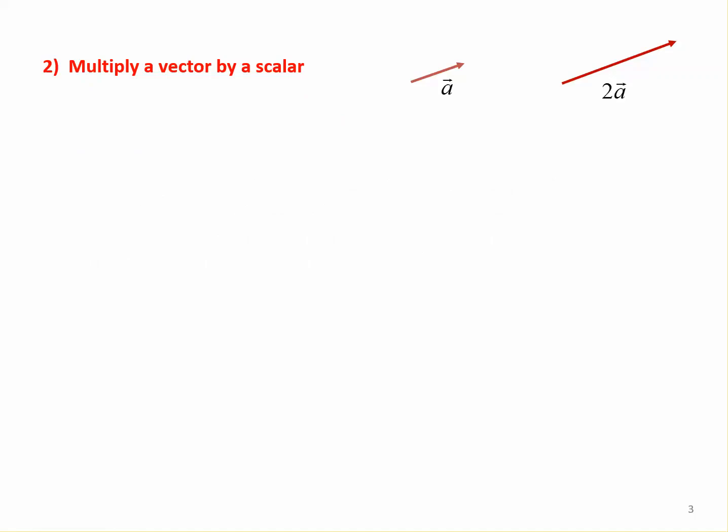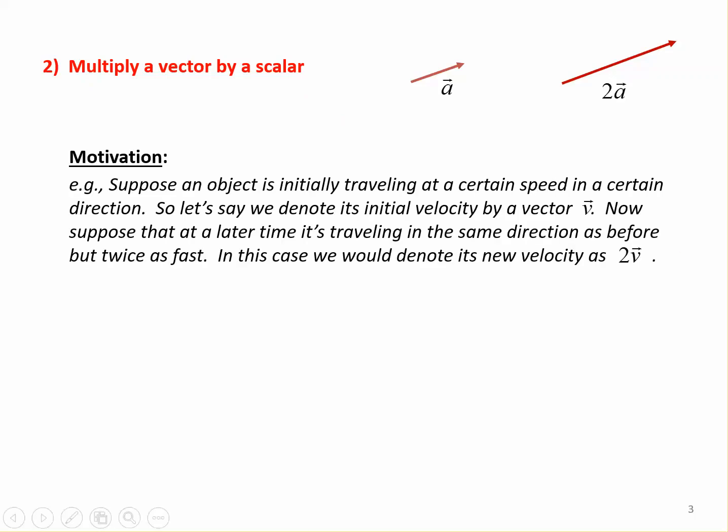Let me show you where this comes up in practice. Suppose, for example, I'm looking at a particle that's moving along and it's traveling at a certain speed in a certain direction. So I can represent its initial velocity by a vector, let me call it v. Now suppose that at a later time the particle's moving in the same direction but twice as fast as it had been before. In this case, I would denote its new velocity as twice the old velocity.